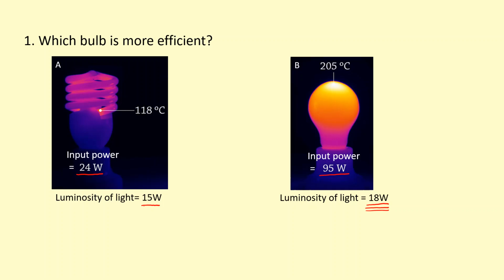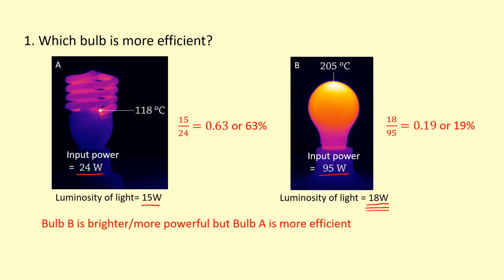However, which one is using a bigger fraction of its energy in a useful way? To calculate that, I'm going to use the useful energy, which is the light energy, divided by the total that it's taking in. You can see the bulb on the left is giving out 63% of its energy in a useful way, while the bulb on the right is giving out 19% in a useful way. So even though bulb B is brighter, bulb A is more efficient.